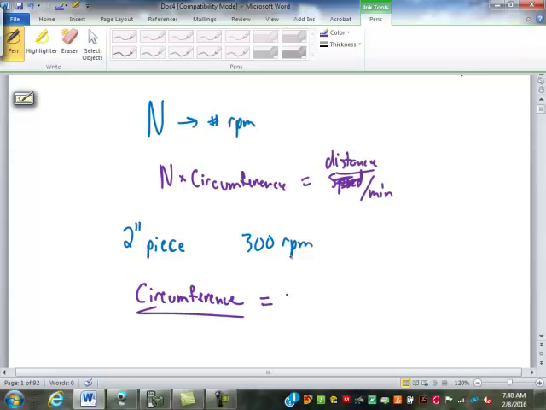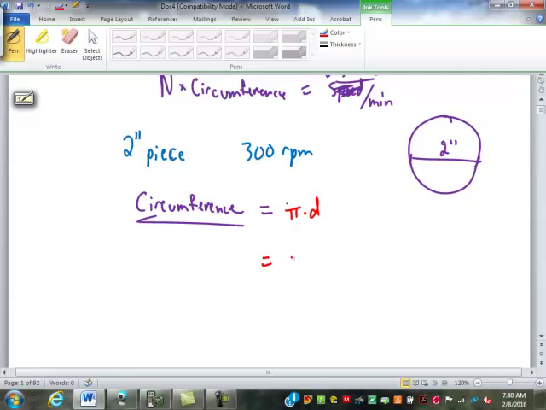Well, remember, circumference of a circle, the diameter is 2 inches, so the circumference is not 4. Radius doubled would be diameter, but we have the full diameter. Pi times diameter, so pi times 2. Problem is, 2 is measured in what units?